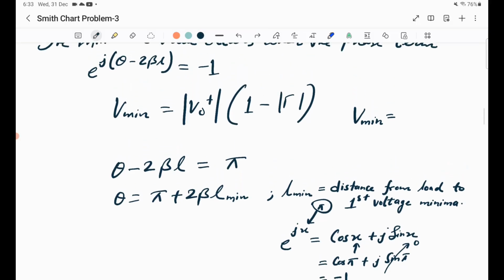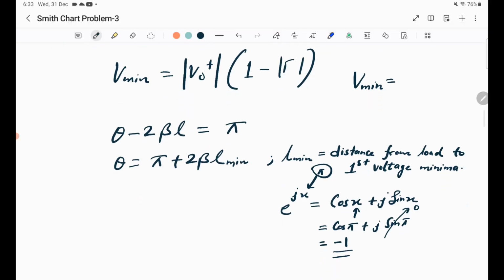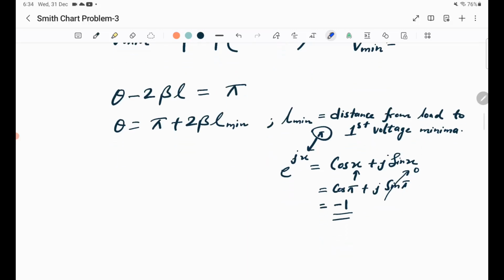So therefore this entire term theta minus 2 beta L should be equal to pi. Now if you rearrange this term, we will get theta is equal to pi plus 2 beta L. Now we are naming this L as L min because it is the distance from the load to the first voltage minima. Okay, all right.